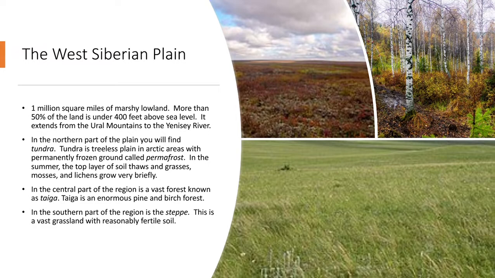So that is taiga. It's a massive pine and birch forest. We're going to be talking about this later. And then in the southern part of the West Siberian Plain is an area known as the steppe. And the steppe is that grassland. Okay, the grassland similar to the savanna in Africa or the prairie in the western part of the United States.